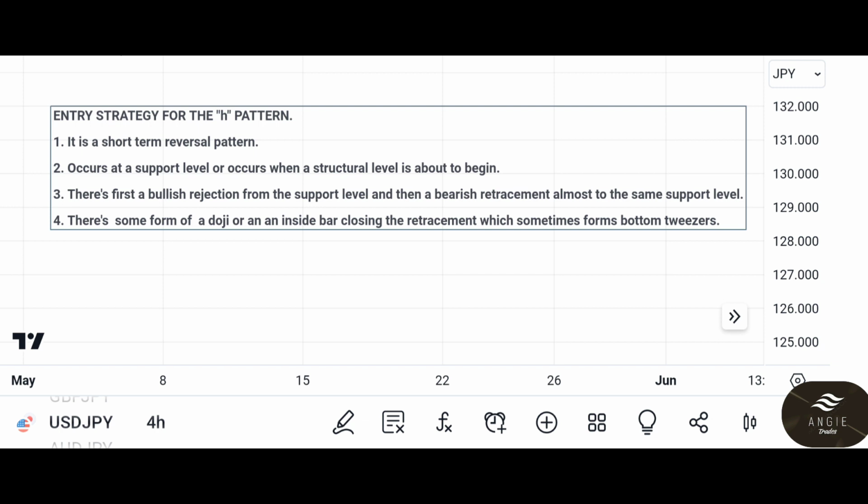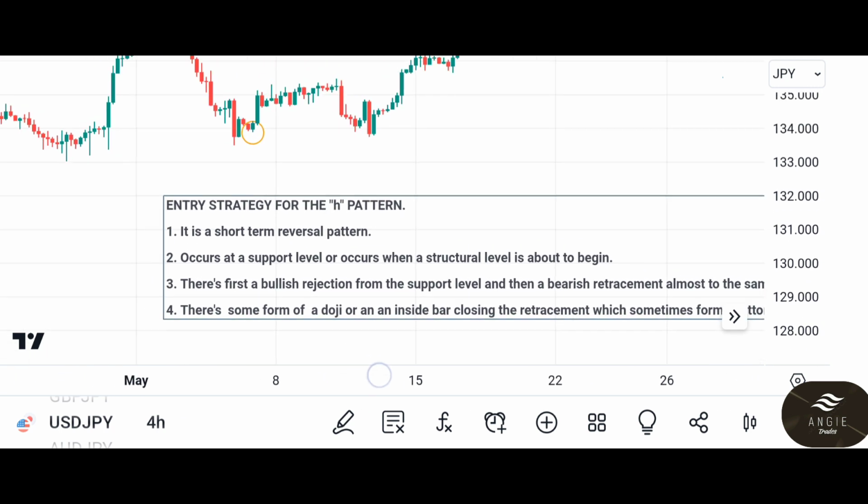Number three is that there's first a bullish rejection from the support level, and then a bearish retracement to almost the same support level. I'll be going into it very soon so that you get a clear picture of what I'm talking about. Number four, and the last point, is there is some form of a doji or an inside bar closing that retracement, sometimes forming bottom tweezers. So I'm going to go into it now.